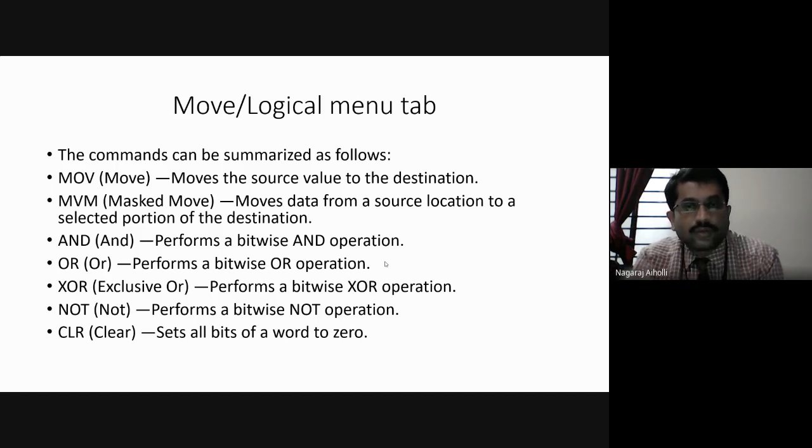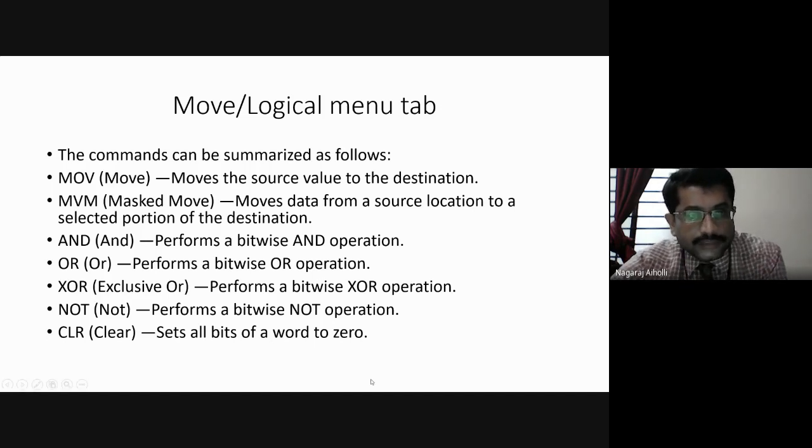OR operation means 1 plus 0 is 1, 0 plus 1 is 1, 0 plus 0 is 0, and 1 plus 1 is 1. It is not 2. In binary, 1 plus 1 is 1 only. That is what we call the OR operation.